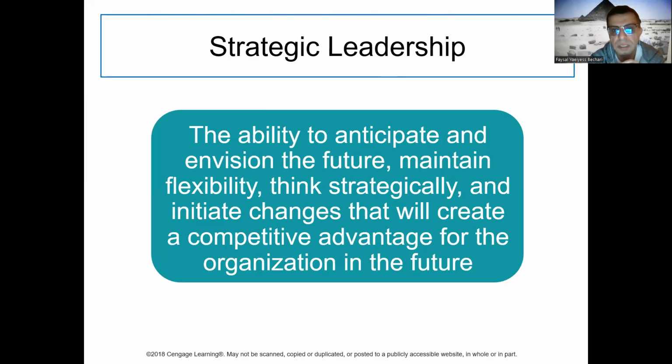Strategic leadership is, by definition, the ability to anticipate and envision the future, maintain flexibility, think strategically, and initiate changes that will create a competitive advantage for the organization in the future.